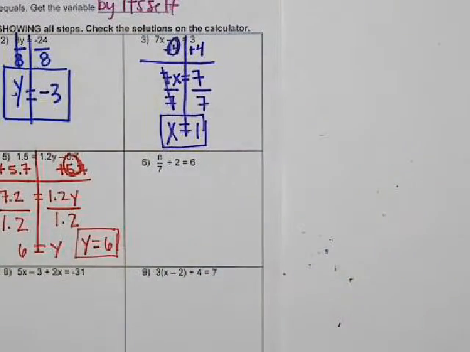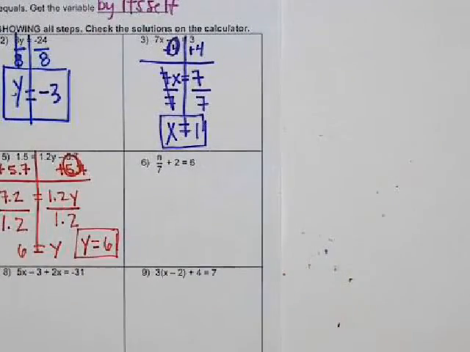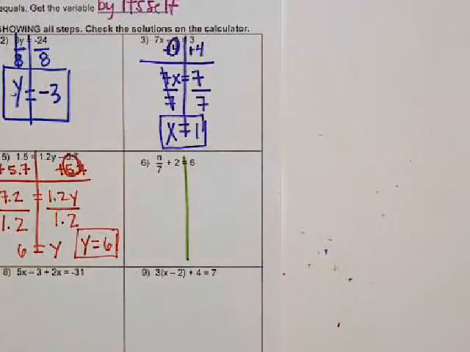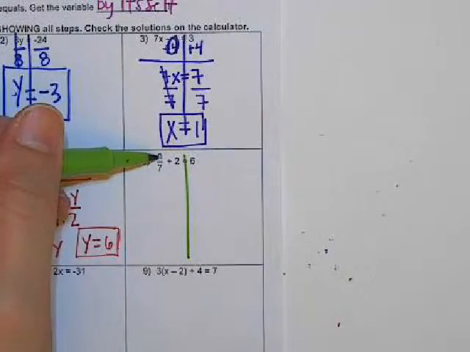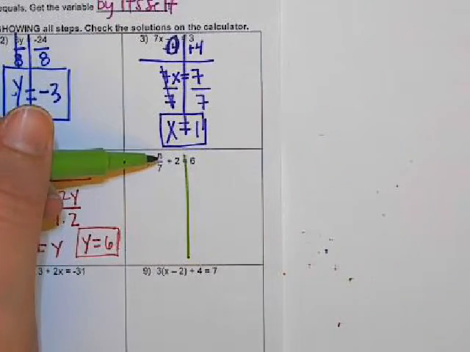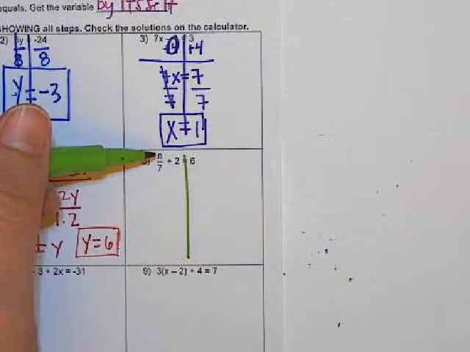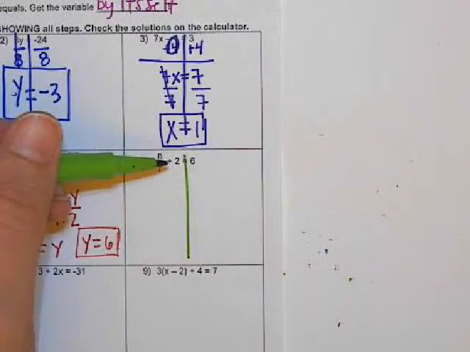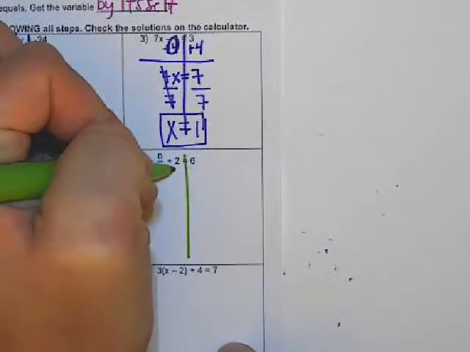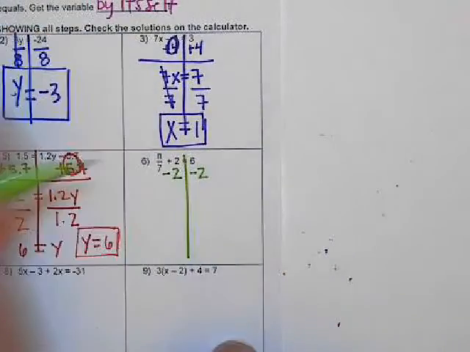All right, number 6, what's different? Division. It's got dividing in it, right? You're still going to do your problem the exact same way. Draw your line. Find your variable. n is my variable. What's being added or subtracted to the n? A plus 2. So I need to minus 2 first on both sides.